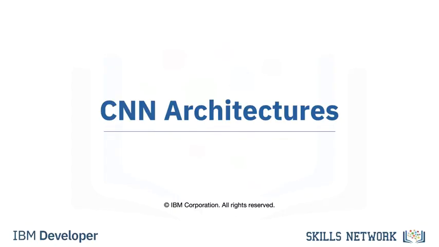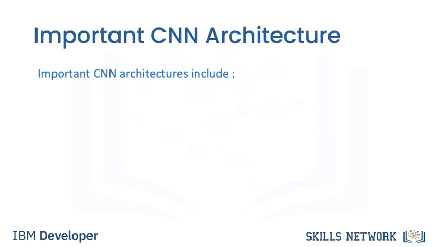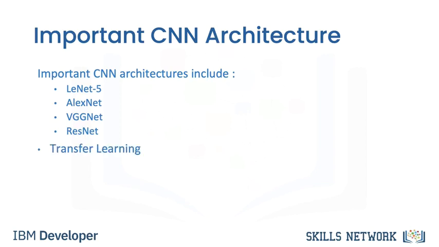In this video, you will learn about different CNN architectures. Popular architectures include LeNet 5, AlexNet, VGGNet, ResNet. We will go over a few of them in this lesson. We will also cover transfer learning. One of the first CNNs was proposed by Yann LeCun and others in 1989.